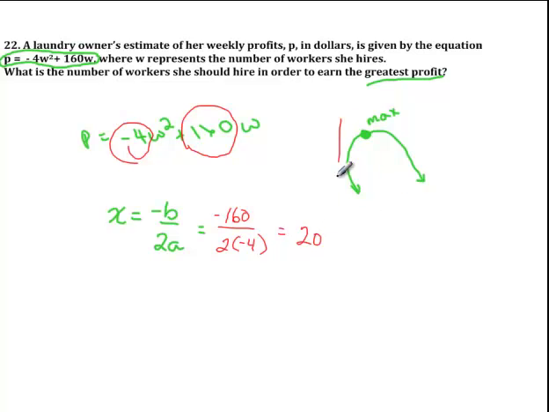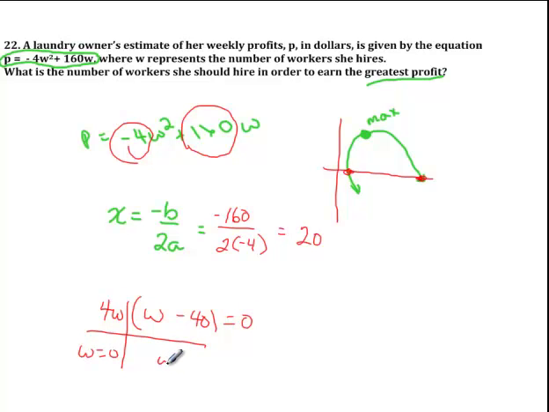Another way to have done this would have been to factor and find the roots. If I factored and found the roots, it would be pull out 4w, come up with w minus 40, set them equal to 0, and find my roots are 0 and 40. And what number is absolutely in the middle of 0 and 40? 20, which would be my maximum.